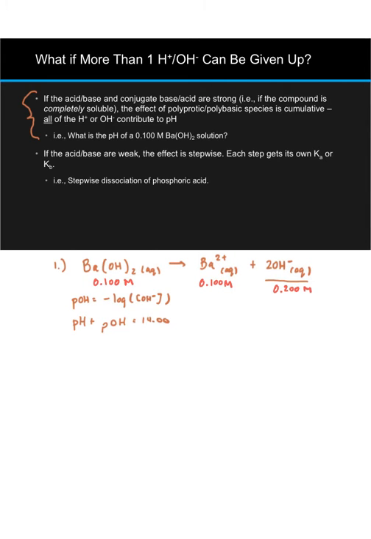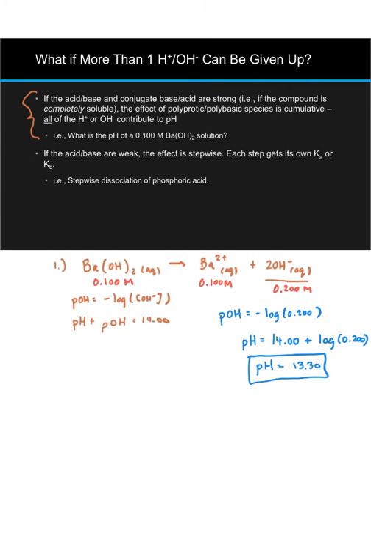Our pOH of solution, then, is equal to the negative log base 10 of the concentration of hydroxide ions, so the negative log of 0.2. And our pH will be equal to 14 minus the negative log of 0.2, so plus the log of 0.2. And as this calculates out, we get 13.30. An expected pH for a strong base, something that's very high, close-ish to 14.